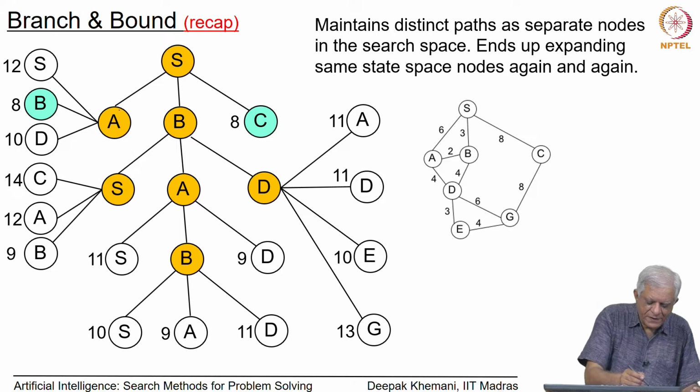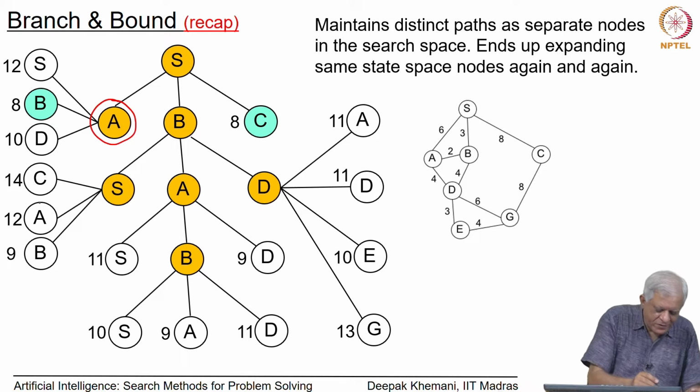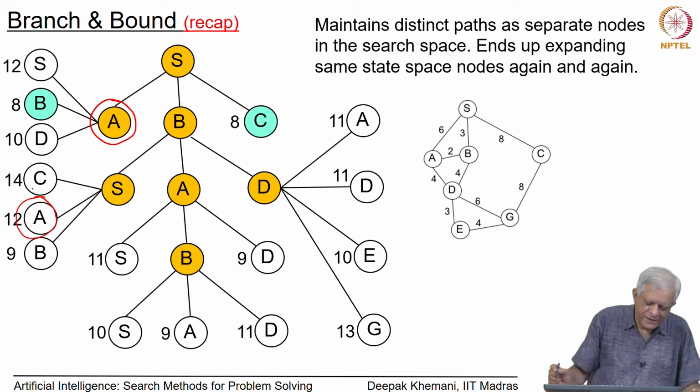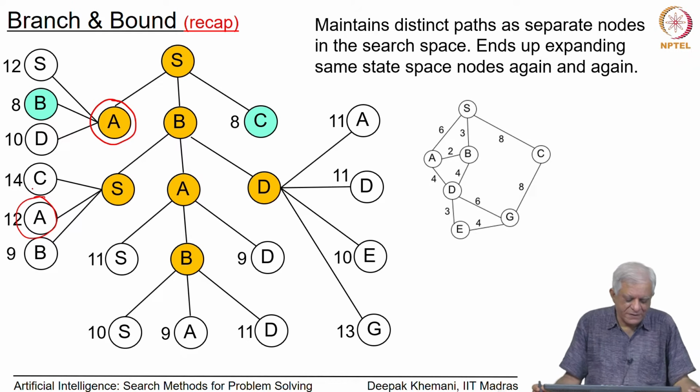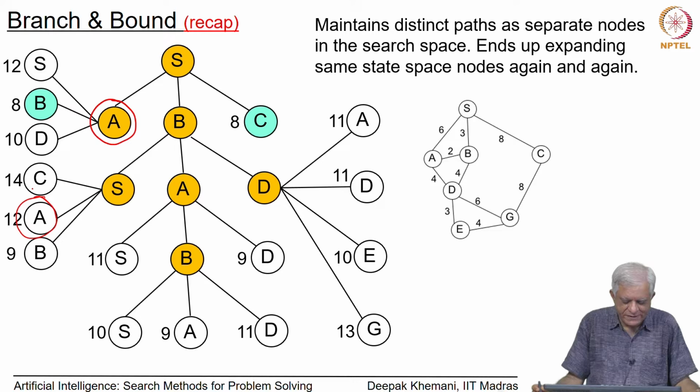So, for example, the node A occurs here, and at this place it represents a partial path. Every node in the search space represents a partial path. What is the partial path that this node represents? It says that you have started from S and you have come to A. So, it is the path S to A. On the other hand, if you look at this node A, it represents a different partial path. The partial path this node represents is that you started from S, then you went to B, then you went back to S, and then you came to A. And you can see that the cost of this path is 12, whereas the cost of the first path, which was the direct edge, was 6.